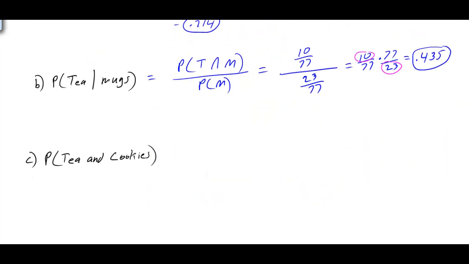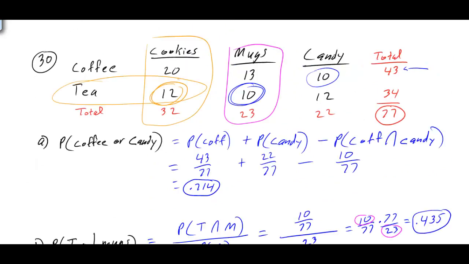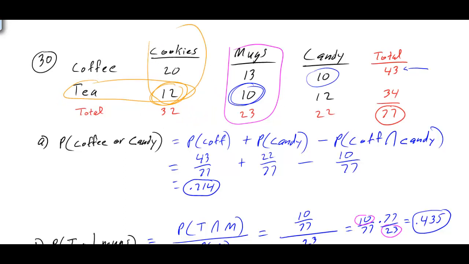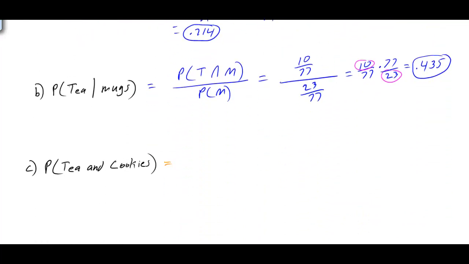All right, the last one says, what's the probability of tea and cookies? This would be 12 that we have in common for your tea and cookies here, the 12 out of the total of 77. So that's 12 out of 77. So you would end up with 0.156.